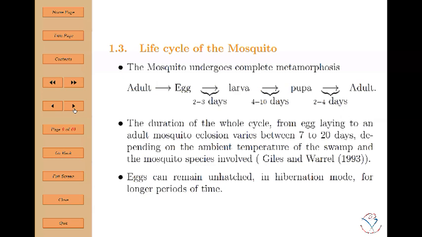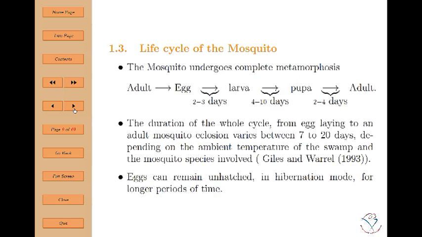The life cycle of the mosquito, as I said, is complete metamorphosis. The adult lays eggs, which hatch in about 2 to 3 days, and the eggs mature into a larva. The larva matures into a pupa, which later on hatches into an adult. And the entire cycle from egg to adult is between 7 and 20 days, depending on the temperature. Now, what this means is that if we were going to start modeling mosquito dynamics, we must consider temperature effects, we must consider climate.